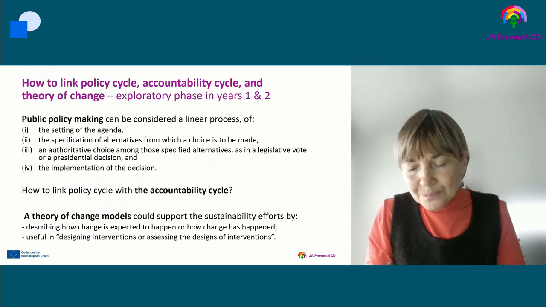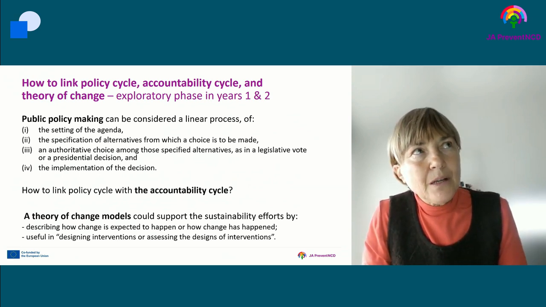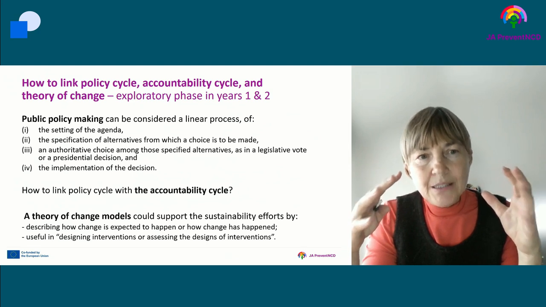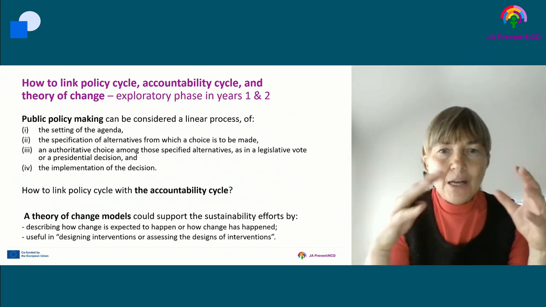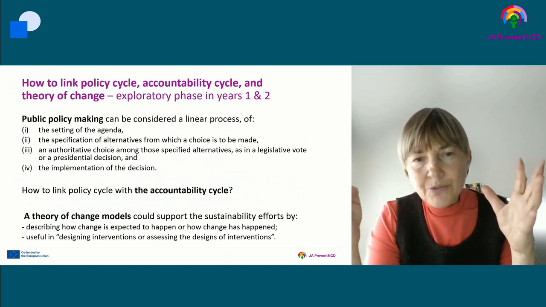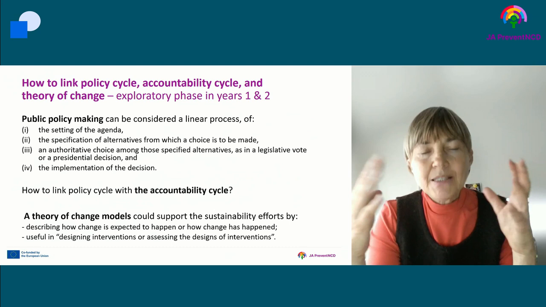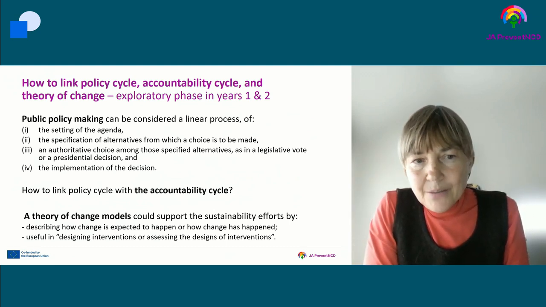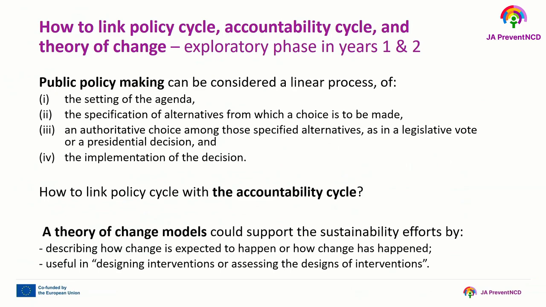If we look now into the approach, how do we want to understand sustainability in Joint Action Prevent NCD? We would like to link the policy cycle, accountability cycle, and theory of change. And at the moment, in year 1 and year 2 of the project, we are trying to explore and best possible employ those three concepts. With public policy making, we are taking into account the setting of the agenda, then alternatives for the different actions, then the choices made about those alternatives, and then the implementation of the decision. That is a typical cycle.